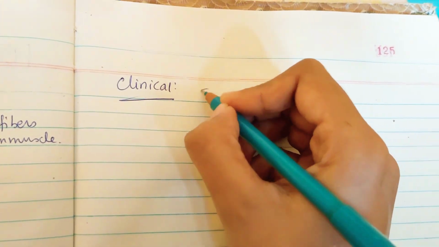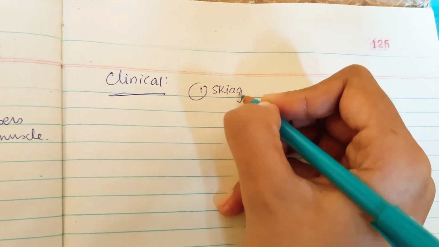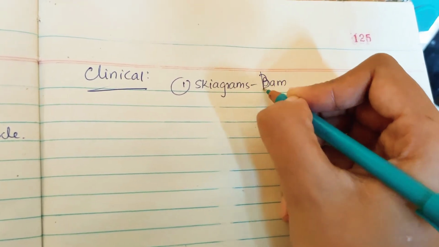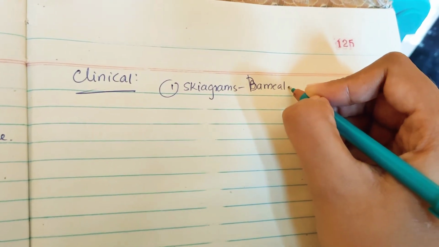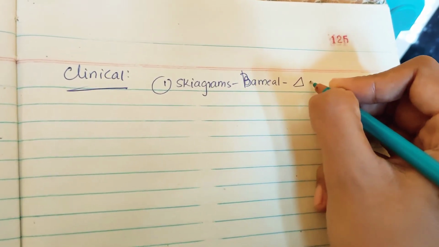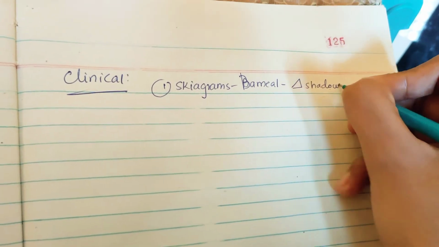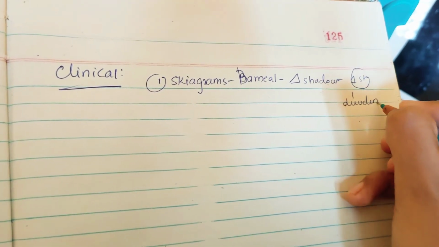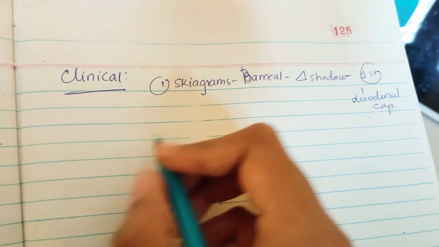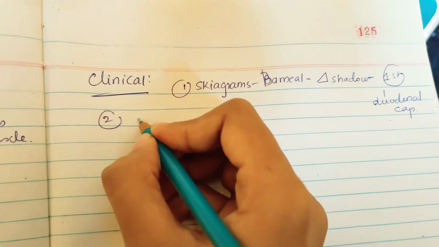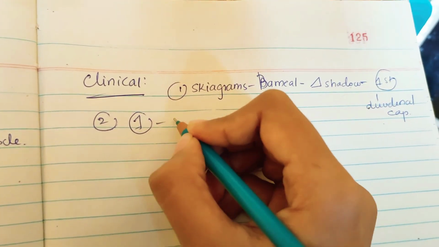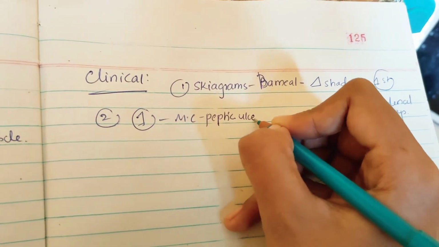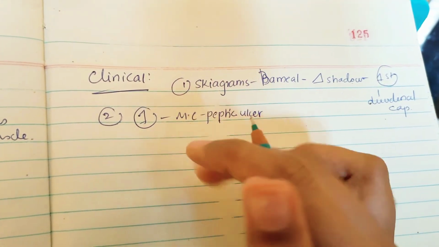So finally let us discuss clinical anatomy related to the duodenum. Okay, the first one is we use skiagrams. To use it we need to give a barium meal. After the barium meal we use the skiagram to find the triangular shadow in the first part of the duodenum, and it is seen as the duodenal cap. Next, the second point is that the first part of the duodenum is the most common site for peptic ulcer, and it is because of direct exposure to acid from the stomach.